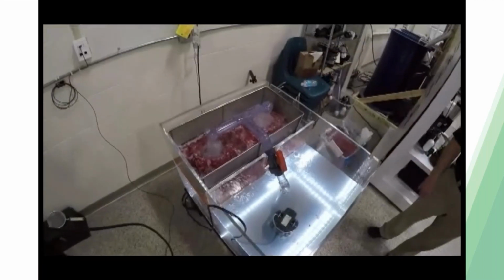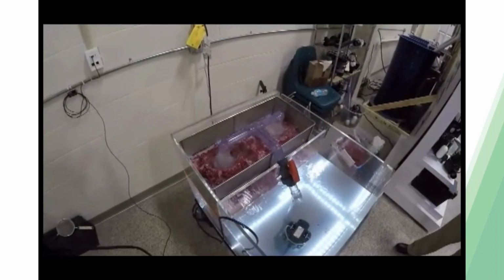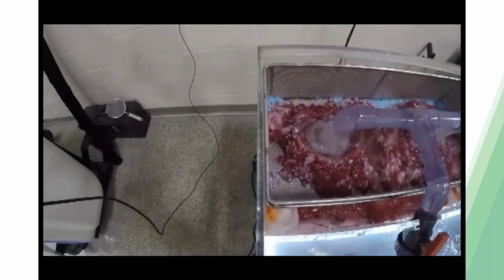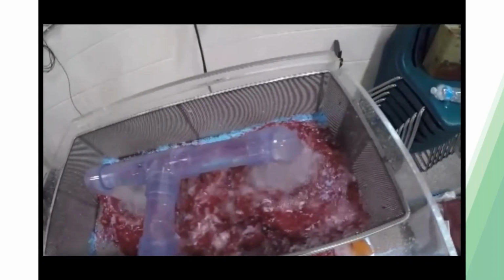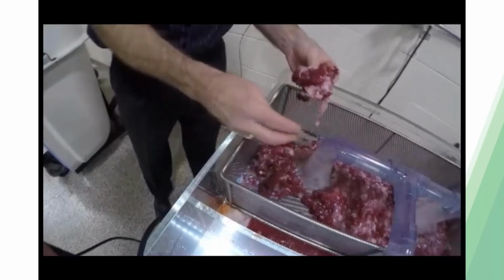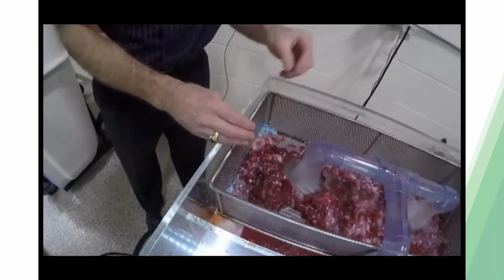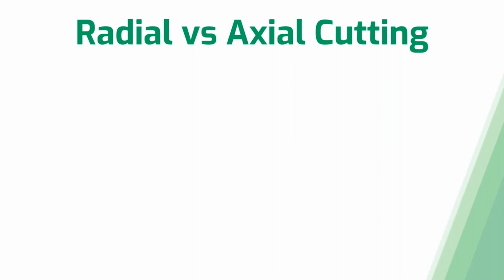Now here's something that you typically don't get to see with grinder pumps, and that's the ground up solids on the other side. Here you can see all those rags and wet wipes turned into very fine material. You can see it very easily falls apart, and that would move through your system very easily. So with that, I'm going to move on and explain the difference between radial versus axial cutting.